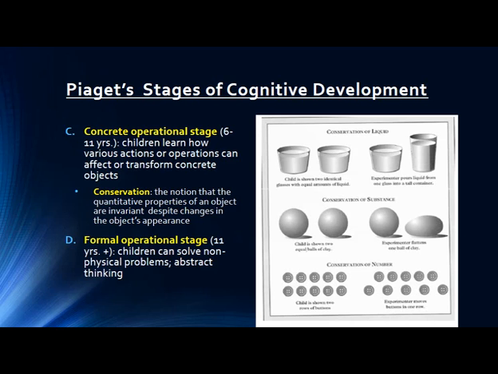Finally, we get into formal operations, where children can solve non-physical problems and start thinking abstractly. So this is about the time that they start dropping those word problems on you in math class that you hated when you were 12 and 13 years old. You can start thinking abstractly. You can start applying mathematical principles in non-physical ways and start thinking more abstractly.